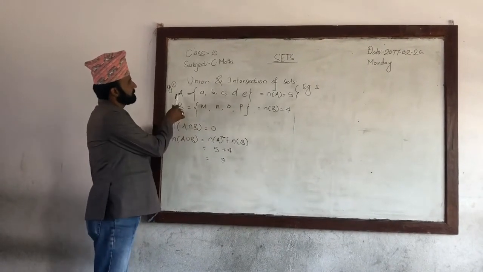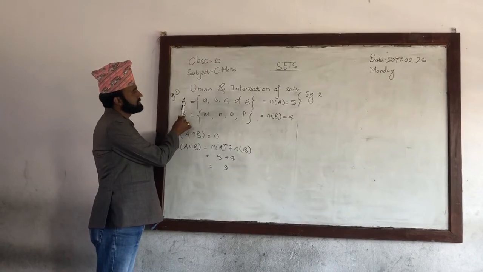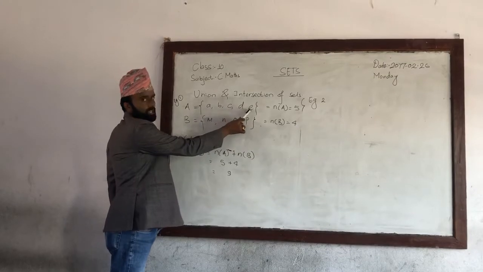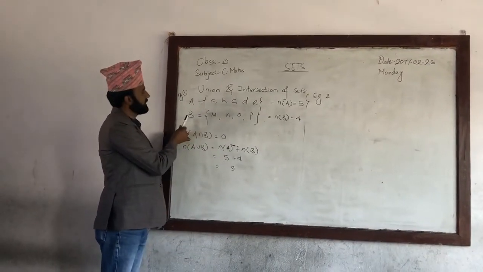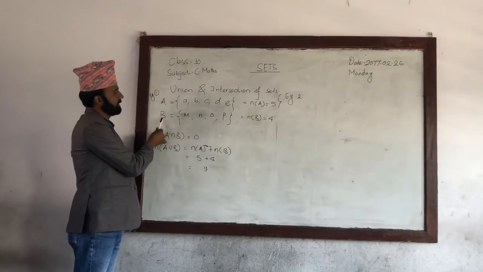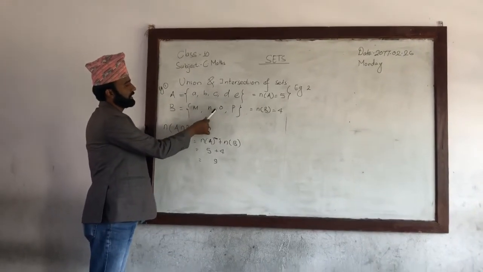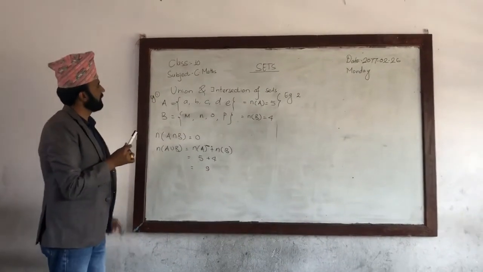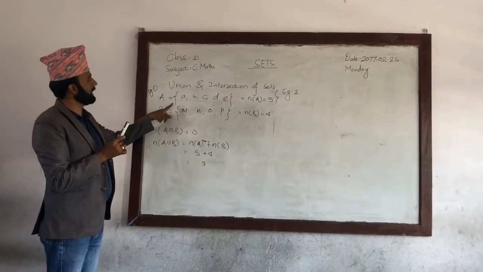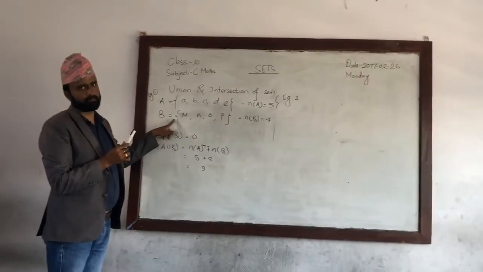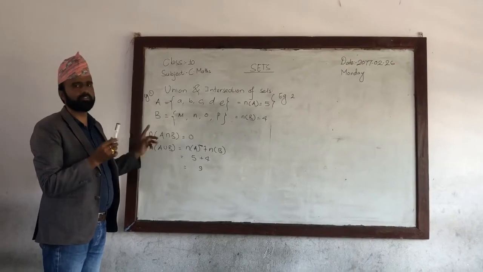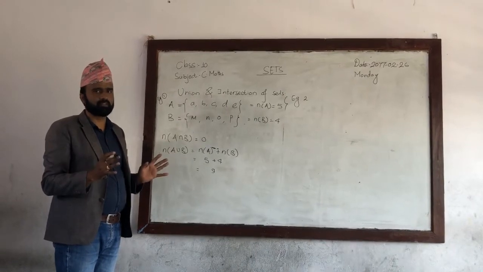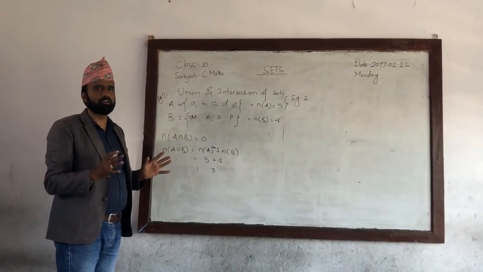A set A has elements a, b, c, d and e, and another set B has elements m, o, p. See here, there are no common elements. It means if there are no common elements between two sets, that type of sets are called disjoint sets.